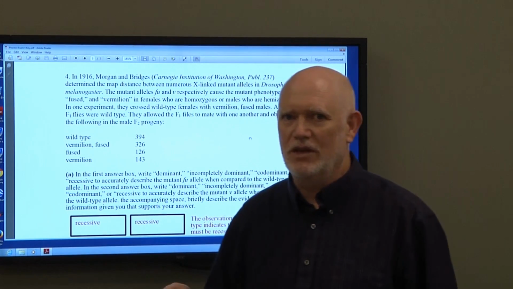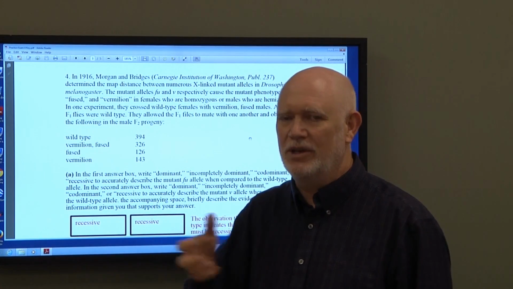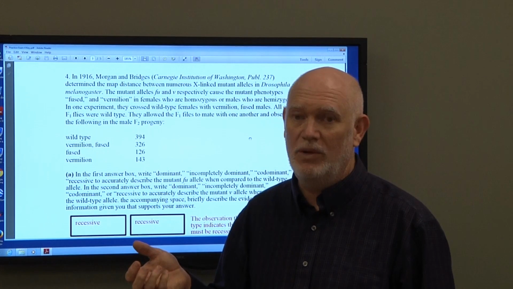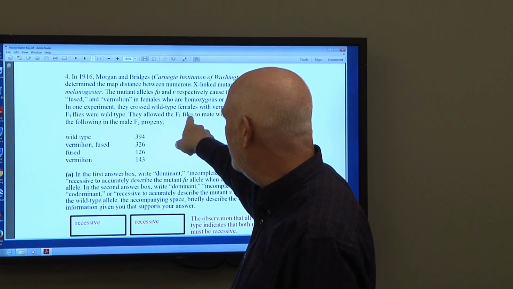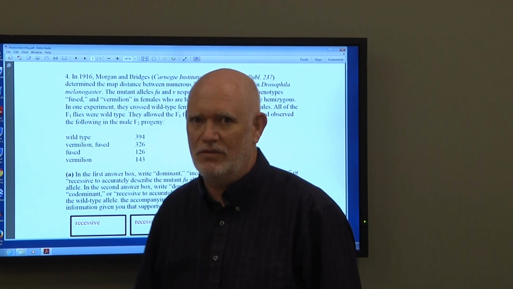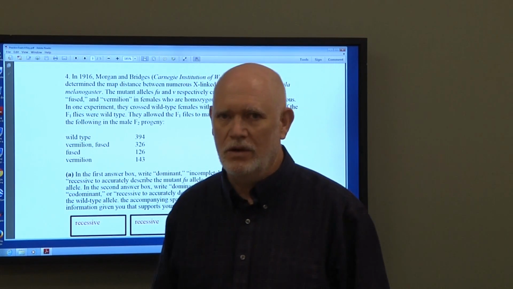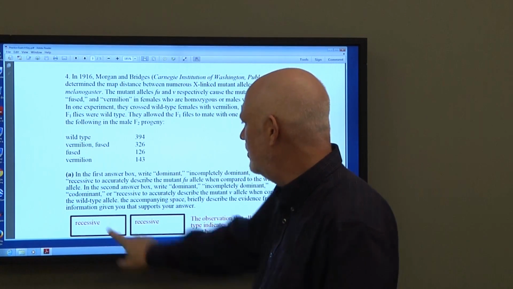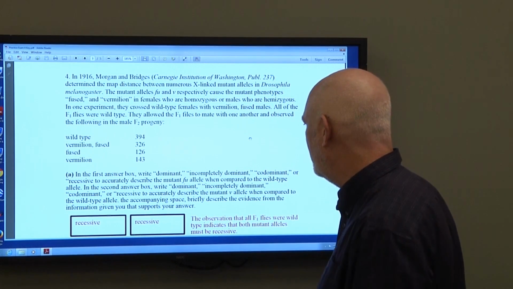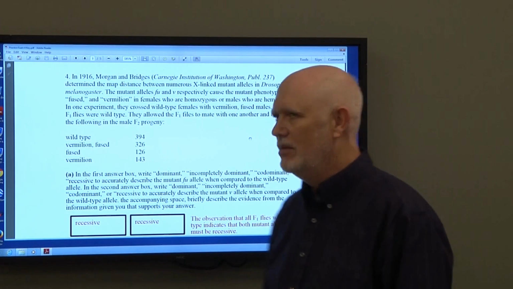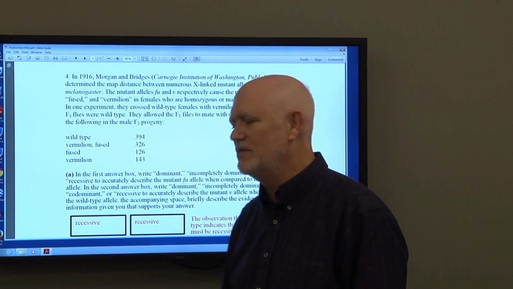That is, each of the females would carry the dominant type, all of the males would not, would be wild type, because the original female was wild type in the F1 generation. But in this case, all of the F1 flies are wild type. Therefore, both of them must be recessive, so you put recessive in both of these. And it says the observation that all F1 flies are wild type indicates that both mutant alleles must be recessive.